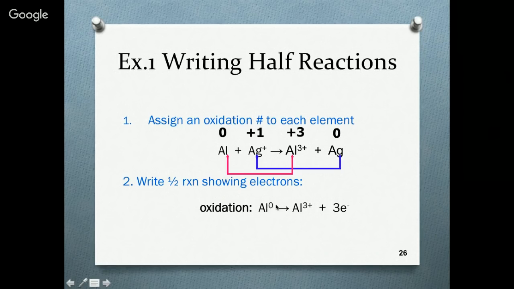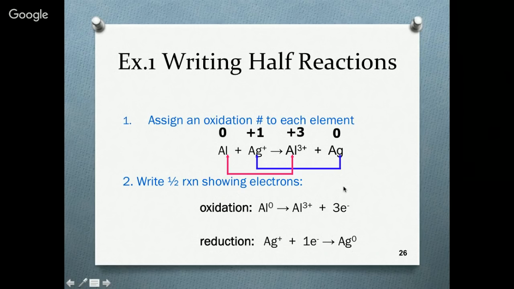The charge on the left is 0. There's nothing but an Al atom. On the right, it's +3. So I need 3 negatives to cancel out the 3 positives to make sure that the charge is 0. Do the charges have to be 0 on each side? No, but they just have to be the same. So since the charge on the left was 0, the charge on the right has to be 0.